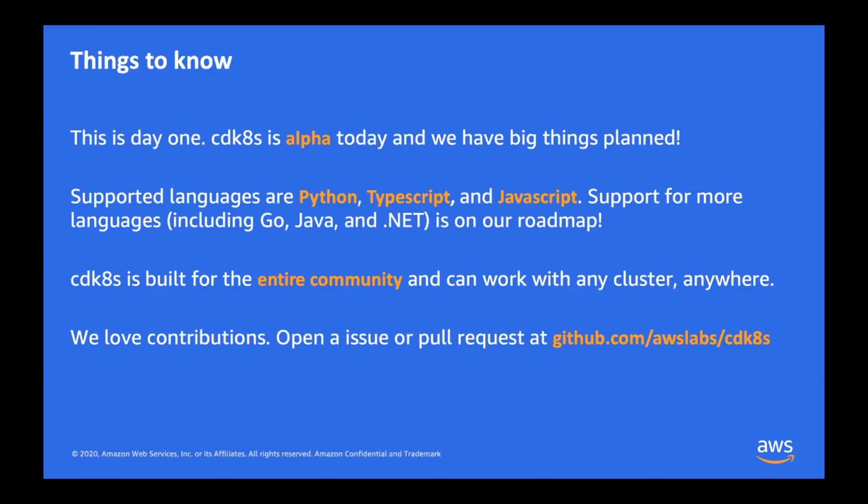And I'll skip down here. We built this for the entire community. We built this so it can work with any cluster anywhere. We use the same concepts and the same construct model that we use to build the AWS CDK for AWS APIs. But I think a really important point that we want to stress is this is not a project for AWS. This is a project for any Kubernetes cluster running anywhere. And we're excited to see what people do with this.